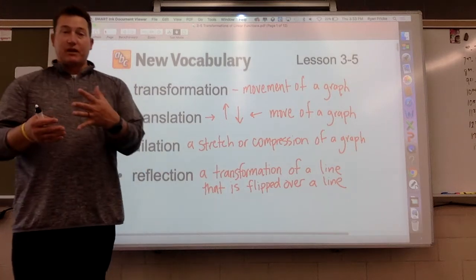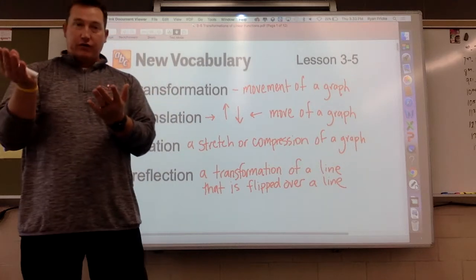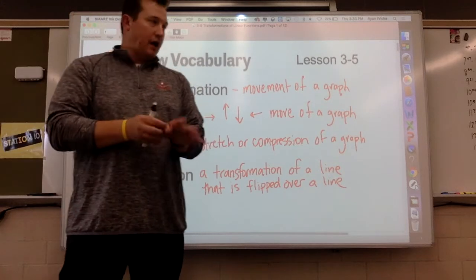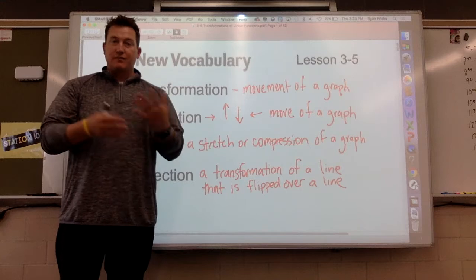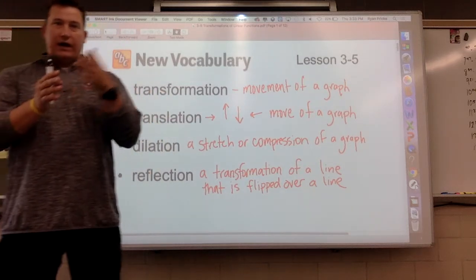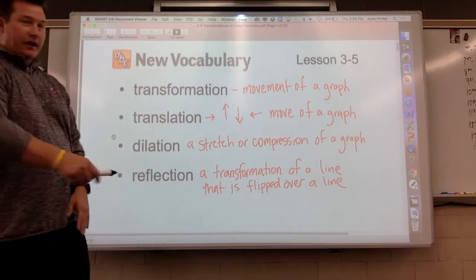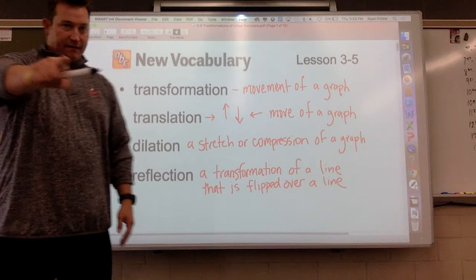Reflection, that's where we're just flipping a line, right? And we're flipping it over another line. Typically, it's over an axis. Sometimes, very rarely, will it be over an actual line, like, hey, the line y equals x, or something like that, okay? All right, so here we go, 3-5.